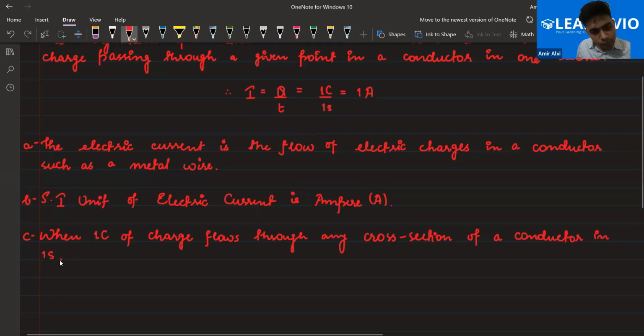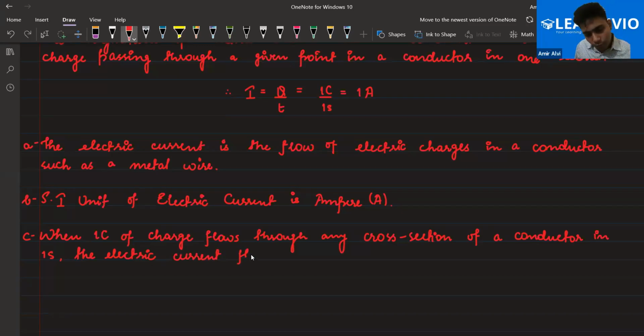In 1 second, the electric current flowing through it is said to be 1 ampere. Am I clear to all of you? So that's how you can define this thing. Is there anyone who is having doubt till now?